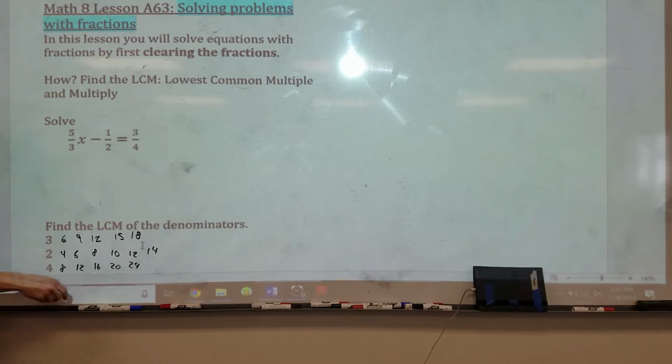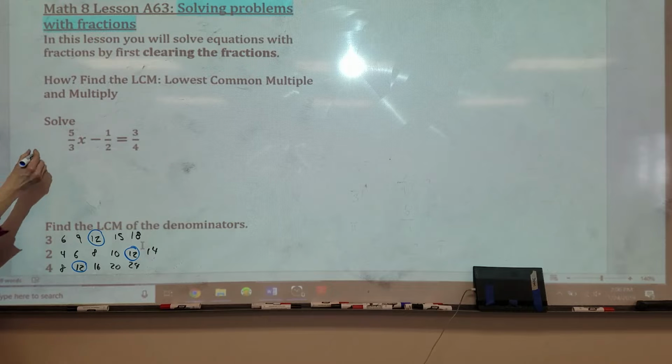So how do we know when to stop? As soon as you see a number that's in all 3 lists, you can stop. We want the lowest number that's in all 3 lists. What do you see, Liesl? I see 12. She sees 12. Here's a 12, and here's a 12. It's in all 3, and it's the lowest one that's common to all 3. So 12 is our LCM.